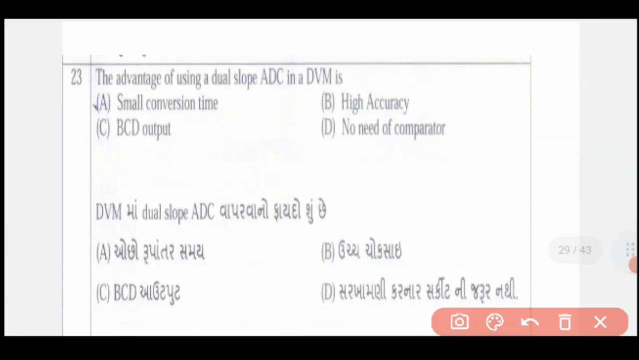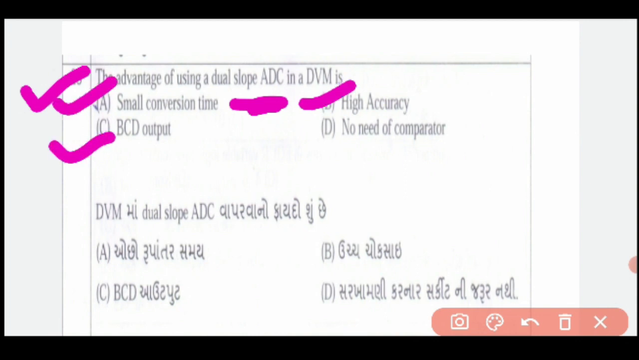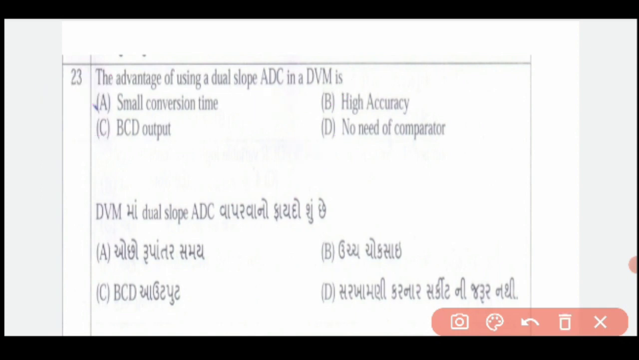Question number 23. The advantage of using dual slope ADC in a DVM is: option A, small conversion time; B, high accuracy; C, BCD output; and option D, no need of a comparator. Then the answer is high accuracy.